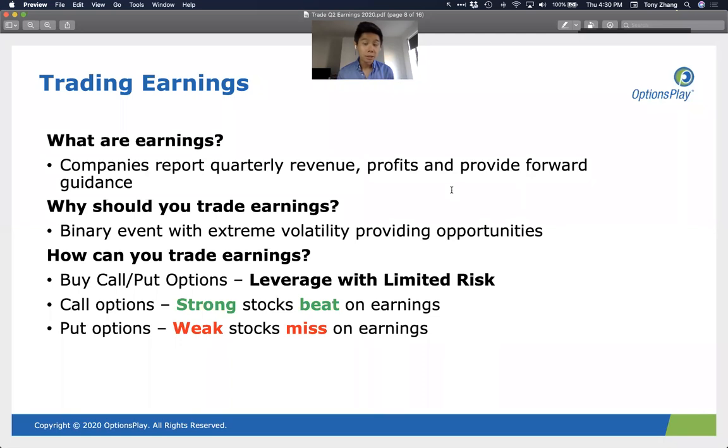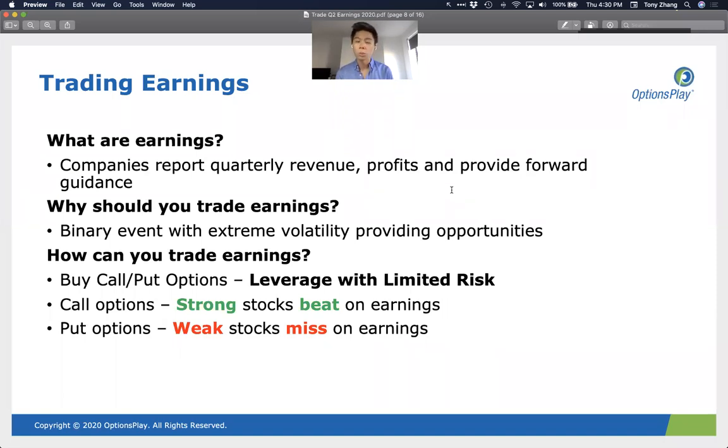Now, volatility is something that you either love or you hate. So today what we really want to talk about is how can you harvest that volatility? How can you trade that volatility, but do so in a way with limited risk? Because if you get the direction of that earnings expectation correct, you can make a lot of money very, very quickly. But on the same token, if you get that wrong, you can lose a lot of money very, very quickly.